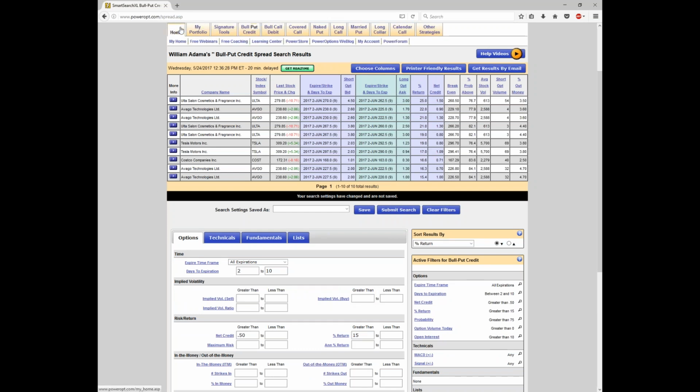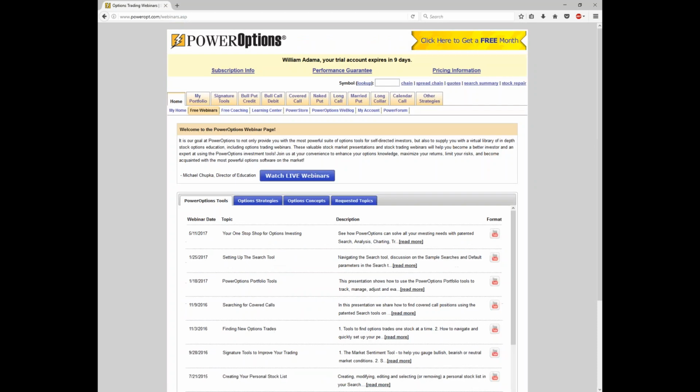Very quickly, before I jump into covered calls, real quick to show some of the other features in the search function. Rich asked, is there a place where I can learn the parameters we can put in when I search the stock? Yeah, there's all variety of webinars. You can view our archived webinars at any time. This is a public page. You don't have to be logged in to do it, so you can go to powerop.com/webinars.asp.